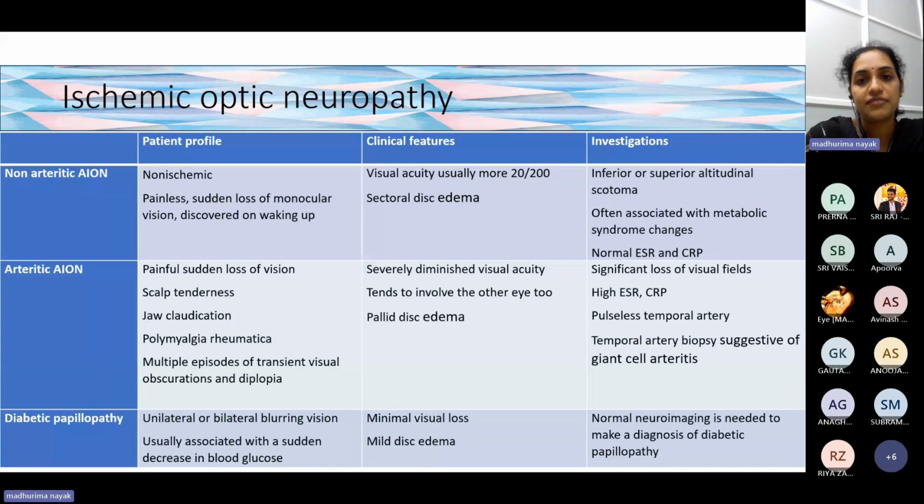After inflammatory, let's move on to ischemic. This is also a very common cause of visual loss in the elderly. Let's deal with them one by one.